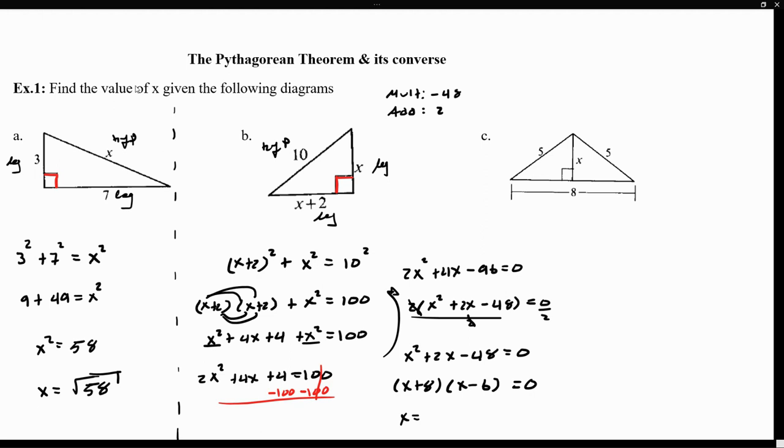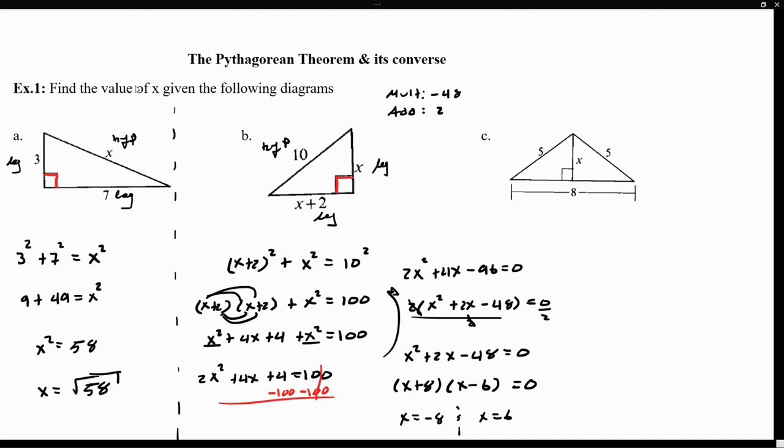So we have two equations. We have negative 8 and we have positive 6. So great, we have two solutions. That means there are two values for the legs of this triangle. Well, not exactly, because one of the legs is equivalent to x.